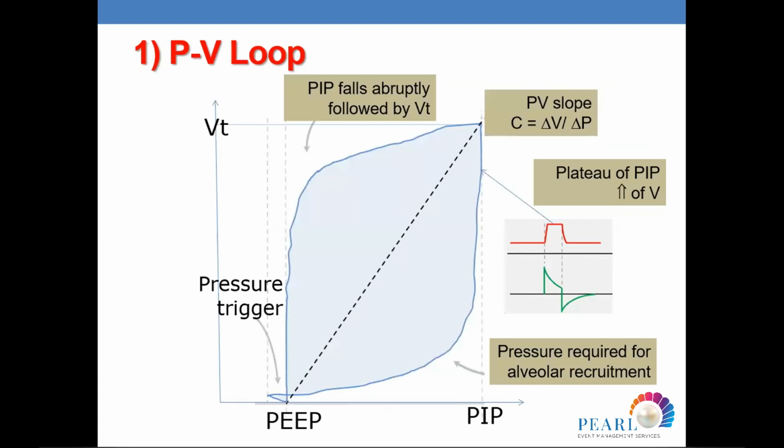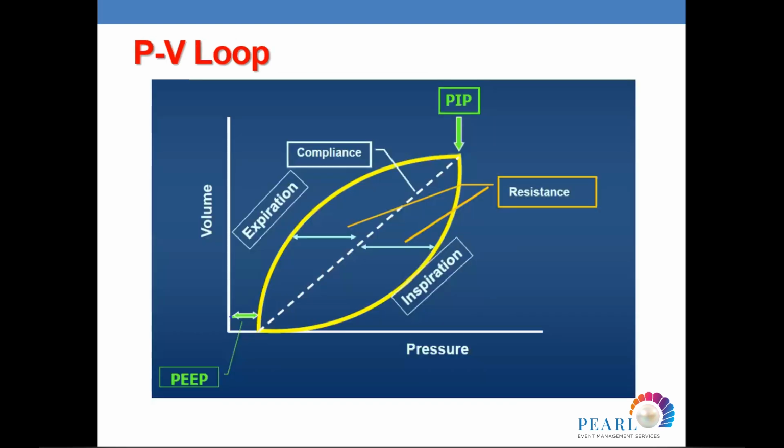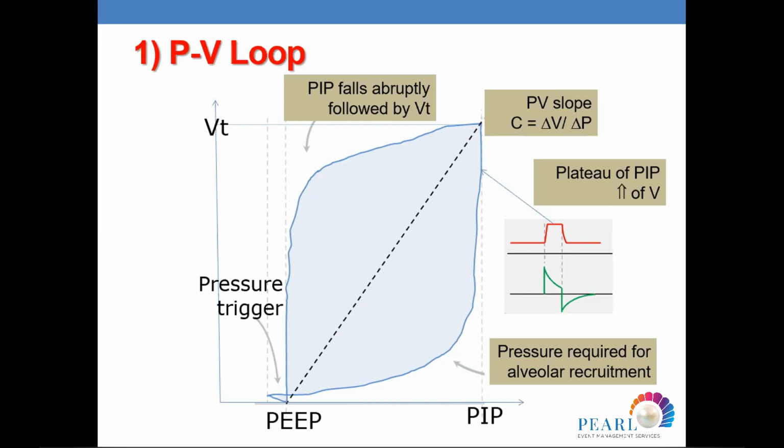Now the loops. There are two major loops. There is the pressure volume loop, so the relation between the two. What is the importance of the pressure volume loop? The pressure shows how much pressure you need to generate the volume. So it gives you this curve.